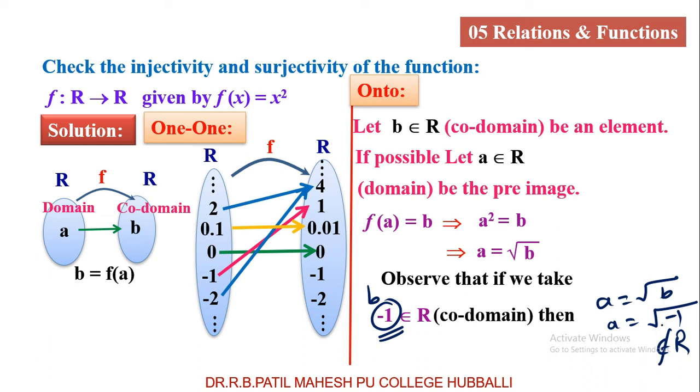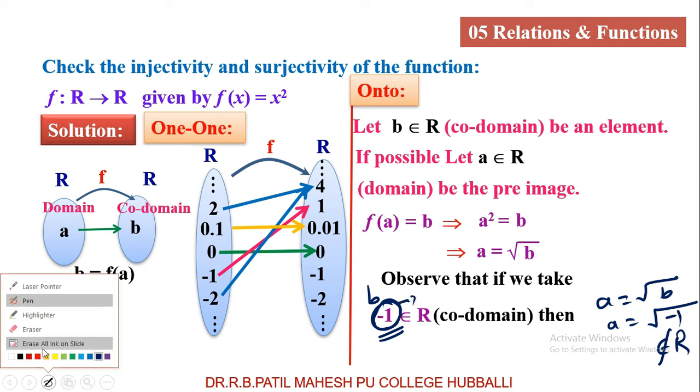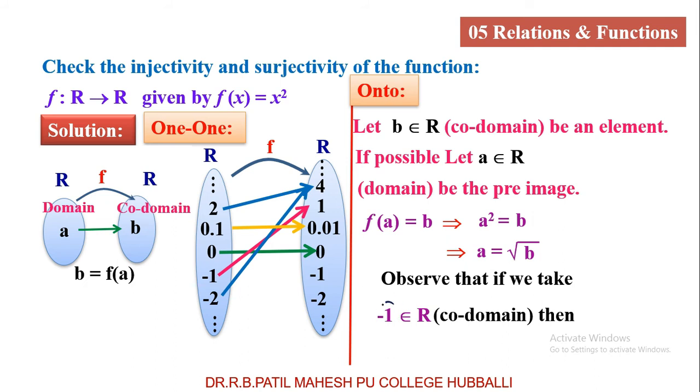The square root of negative numbers does not belong to the real numbers. It means minus 1 is not an image. It means minus 1 does not have a pre-image. Actually, minus 1's pre-image is what? The root of minus 1, but this is not there in the domain. What to do for that?